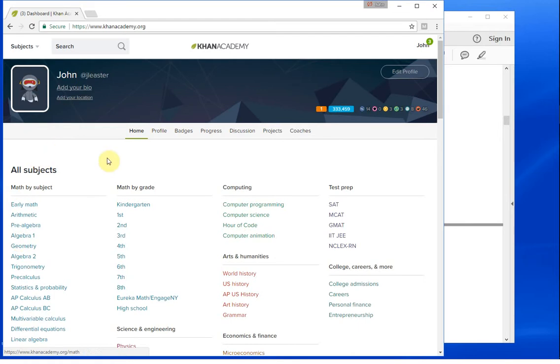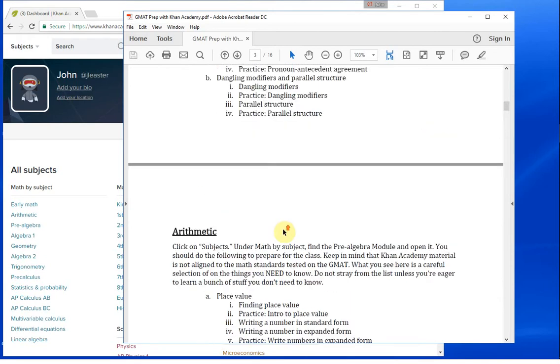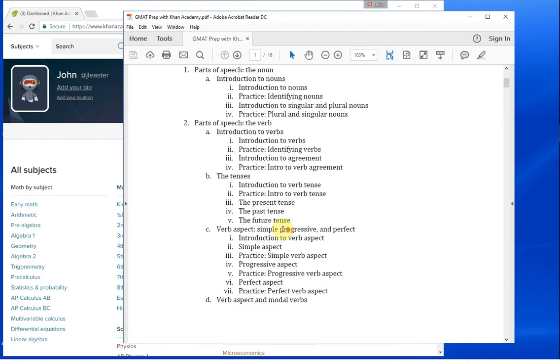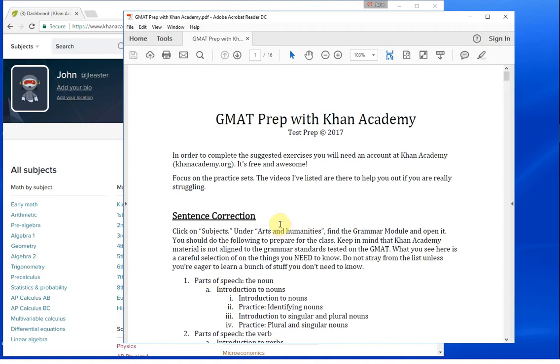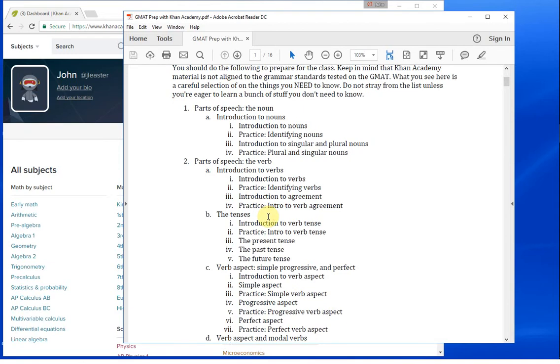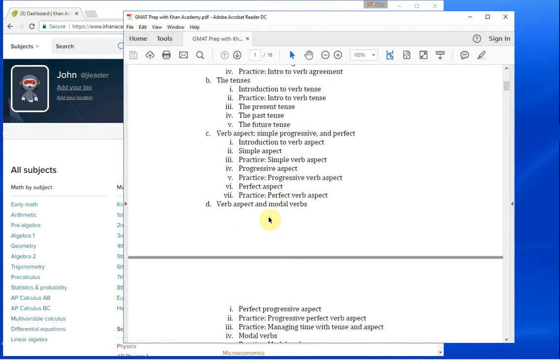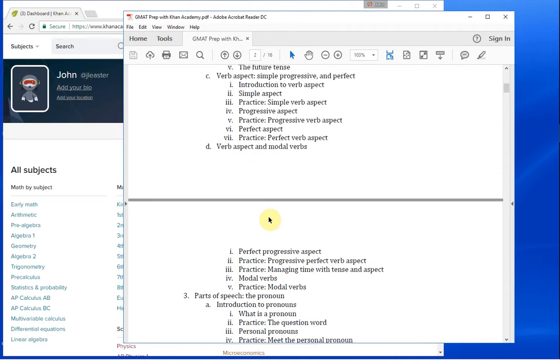Lucky for you, in my spare time, which I have a lot of, I have created a list of all the stuff on Khan Academy that relates to the GMAT specifically. We've got sentence correction. I also created a list for arithmetic, algebra, geometry, and some of the more odd stuff like sequences, permutations, combinations, probability, and stats, of course.